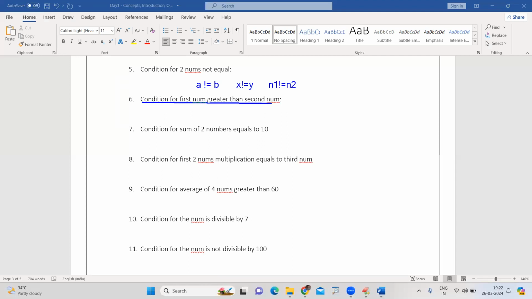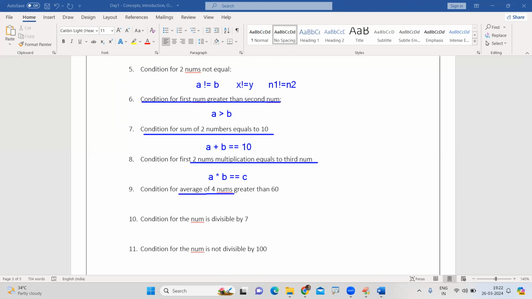Just check that the first number is greater than the second number. Condition for the sum of two numbers equal to 10. Multiplication of two numbers equals the third number. Three numbers are there. Multiplication of the first two numbers equals the third number.